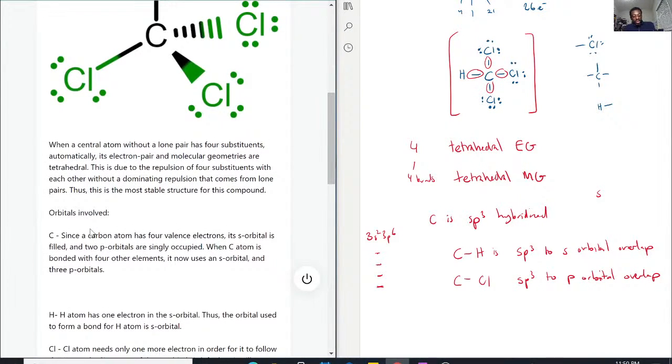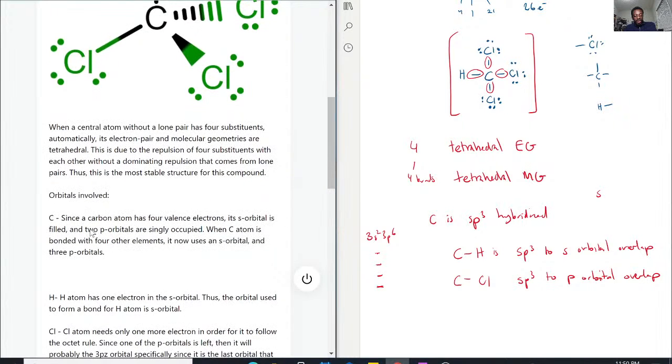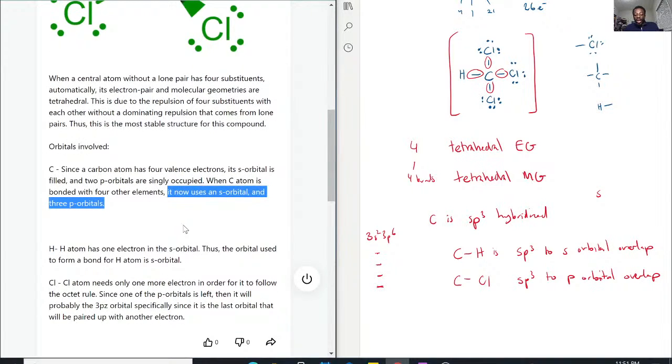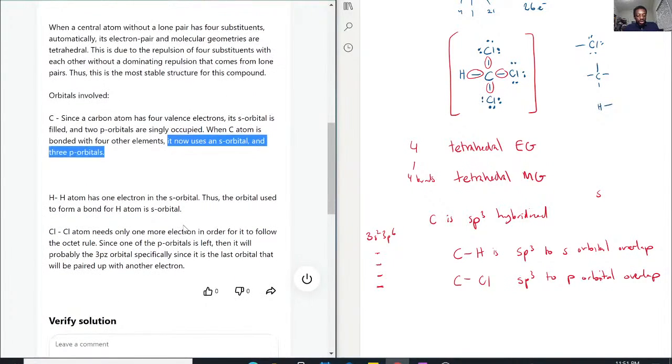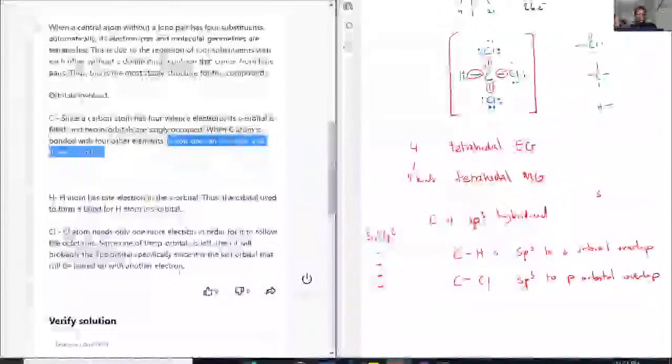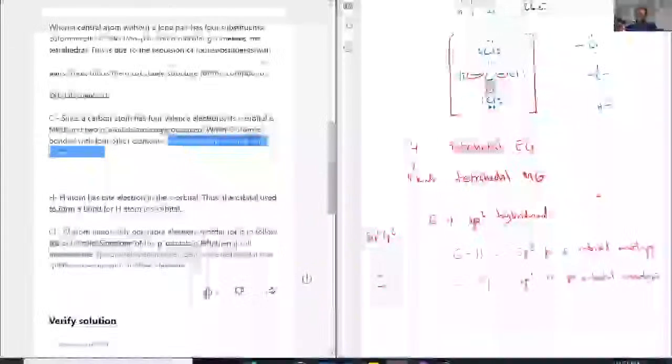Since carbon has 4 valence electrons, its s orbital is filled and 2 p orbitals are singly occupied. When carbon is bonded with 4 other elements, it is now using the s orbital and 3 p orbitals. That's how we got sp3 hybridized. Hydrogen only has 1 electron in the s orbital. Thus, the orbital used to form a bond for a hydrogen atom is the s orbital. So that's why it's sp3 to s orbital overlap.